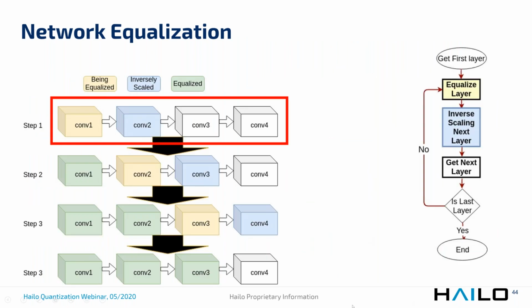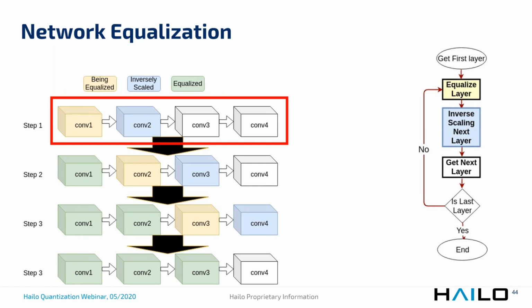Okay, so that was how to perform inverse factorization for 2 layers. And the way we're going to carry out network equalization is where we're going to iteratively go from this first layer until the last layer, and each time we're going to equalize 1 layer while inversely scaling the following layer. So let's see how that looks.